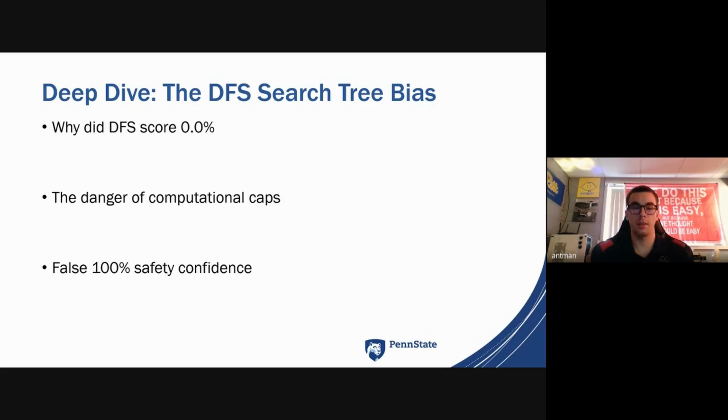First, why did the DFS agent score 0? Well, it suffered from search tree bias. Because we capped it at 2,000 solutions to maintain that high execution speed, it evaluated the binary 0 branch, the safe branch, first due to lexicographical ordering. Because it hit its computational limit so early in the tree, it never actually reached the 1 or mine branches for its early variables. Therefore, it falsely concluded that those early variables were 100% safe simply because it ran out of time to simulate the alternative realities. This led to highly confident fatal errors, proving that capped search algorithms are highly dangerous in dense environments.